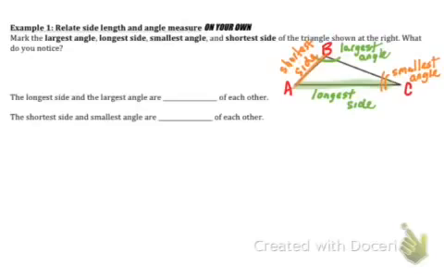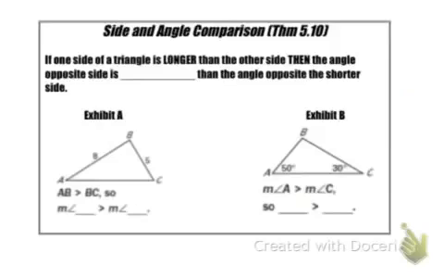Largest angle, longest side, smallest angle, shortest side. If you look at the largest angle, the longest side is across from it, or opposite of it. And the smallest angle? The shortest side is directly across from that. So the longest side and the largest angle are opposite of each other, and the shortest side and the smallest angle are also opposite of each other. Now we have the side angle comparison.